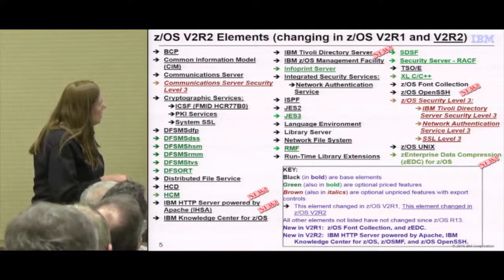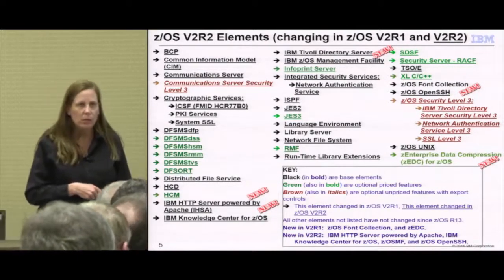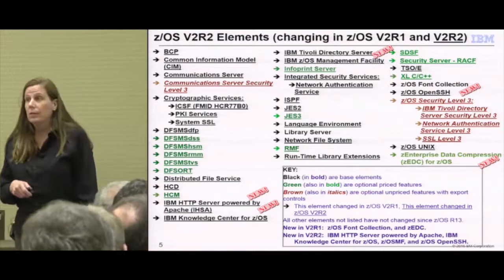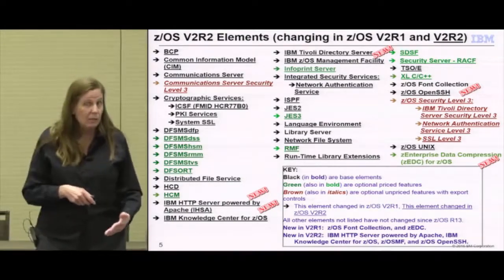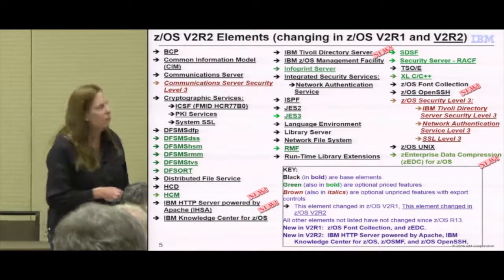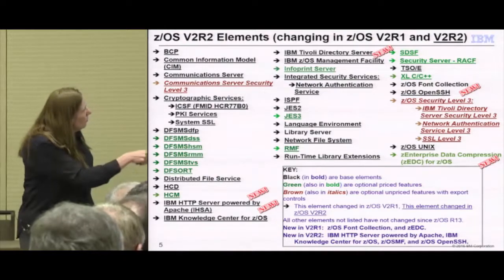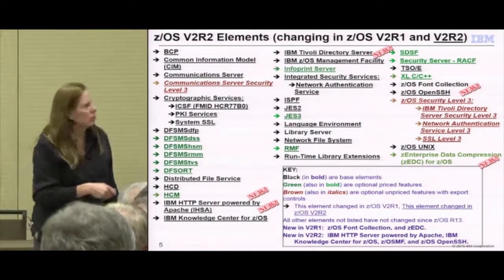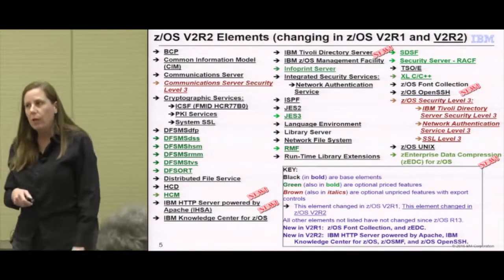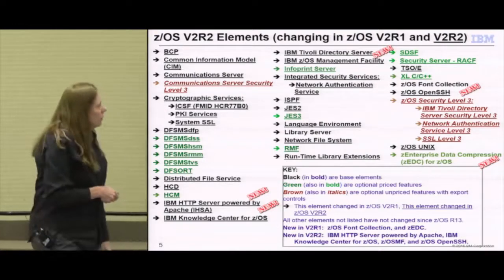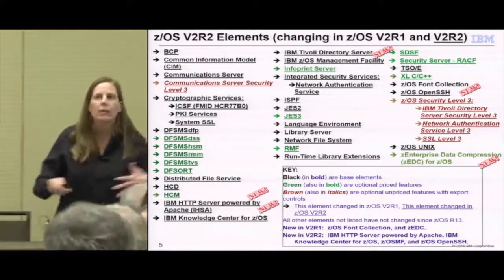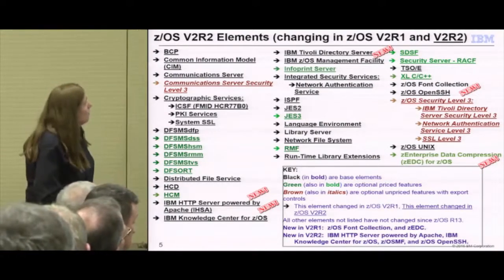We can see here that we have HTTP Server powered by Apache, or what we call IHS A. We have the IBM Knowledge Center for z/OS, called KC4Z for short. We have the z/OS Management Facility, which I know you know about already, and that's coming in as a base element. That's new. We have the z/OS OpenSSH base function. We'll talk about that. And then one that came in z/OS 2.1 was the zEnterprise Data Compression priced feature that was available in 2.1. So this is just an overview of the things that are changing and the content you see coming in and out of the release based on where you come from.